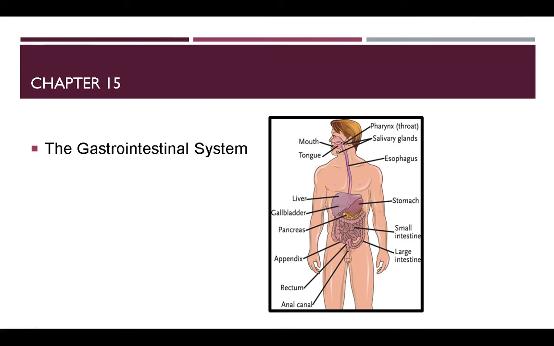Chapter 15, the gastrointestinal system. Our first chapter on the GI system, for short, gastro means stomach and intestinal means bowel. The anatomy photo identifies the organs included that we use to digest food and process waste. Notice the gastrointestinal system begins at the mouth and is continuous all the way to the anus.